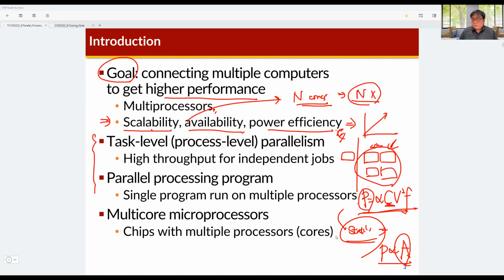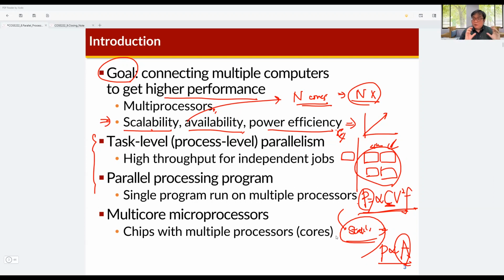Okay. We need to consider the parallel processing of our application, then we can think of two different kinds of parallelism. One is task level parallelism. Task level parallelism means that if we run our applications on the computer system, then we can find that many processes are running concurrently.